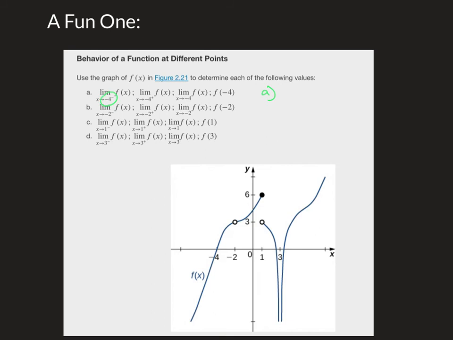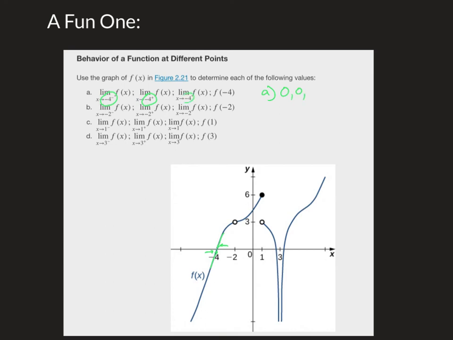-4 from the left. Here's -4. Here's from the left. It looks like the y-coordinate gets closer to 0. So my answer is 0. The next part, -4 from the right. Here's -4. This is from the right. It looks like the graph gets closer to 0.